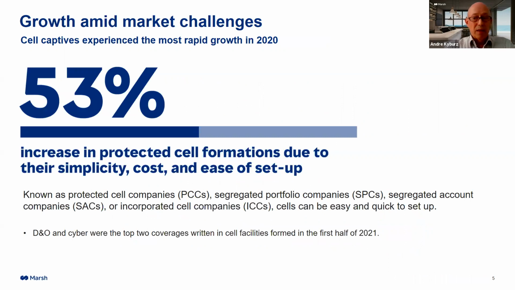And then also what we're seeing is that cell captive formations are up too, and experience very rapid growth as a result of the hard market cycle. And a bit different to what we see in the captive space with cells, they're primarily used for D&O, Side B and Side C coverage, and also for cyber, which is, of course, a big challenge at the moment for many of our clients and of course, our colleagues in the broking teams.